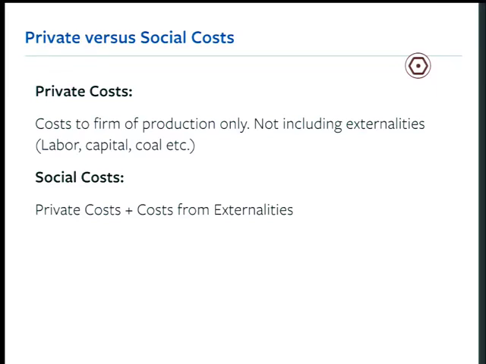So the notion here is these private production activities have certain external costs, and the producers of the power and the pollution don't necessarily have to pay for their external costs. So that creates a wedge, or a difference, between the private costs of production and the social costs of production.